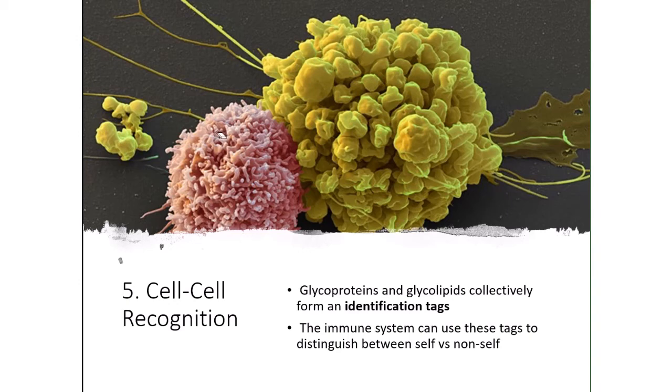So here is an example of one of your immune cells called the natural killer cell, and it's basically trying to attack these foreign cells because they don't have the right ID tag, right?